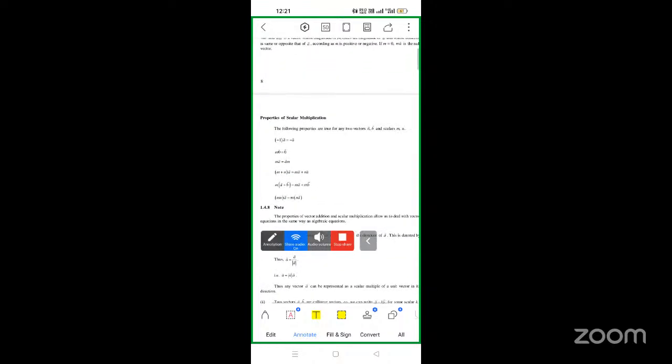So next, properties of scalar multiplication of vectors. The following properties are true for any two vectors A and B and any two scalars M, N. So minus 1 into A bar is equal to minus A bar. So this is called the negative of a vector. This was already discussed previously. That is nothing but the opposite direction of a vector.